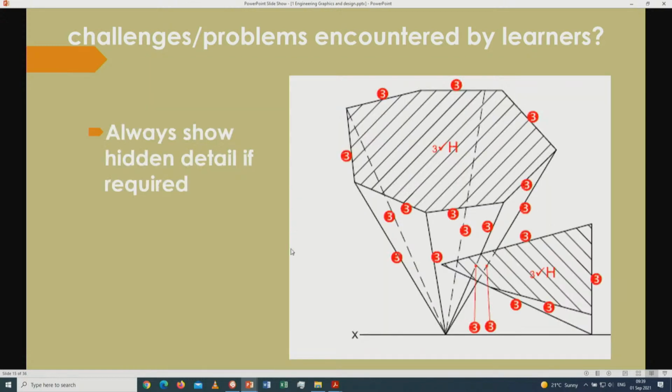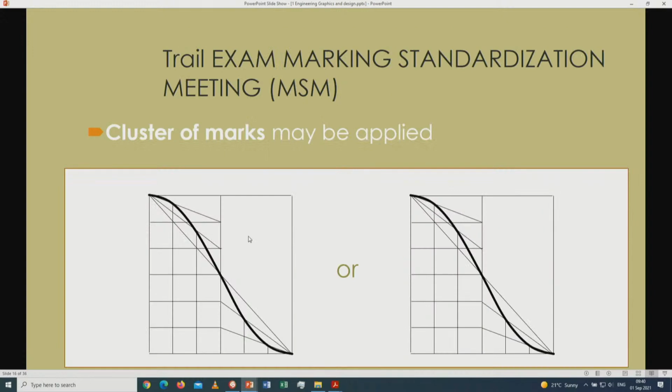All right, so if the examiner is asking for hidden details, show all hidden detail. There's no rule saying that you're not allowed to do hidden detail behind hatching. This is very important, because a lot of times learners lose a lot of marks when they don't do that hidden detail behind hatching. It is permissible, and it is compulsory in doing so, because the examiner asked for that.